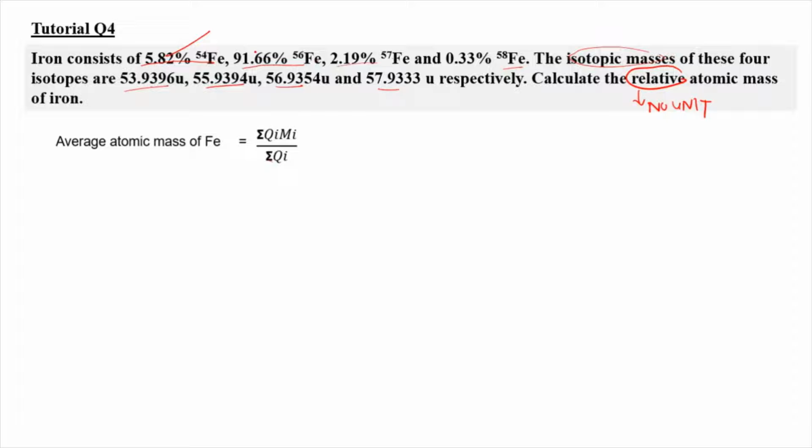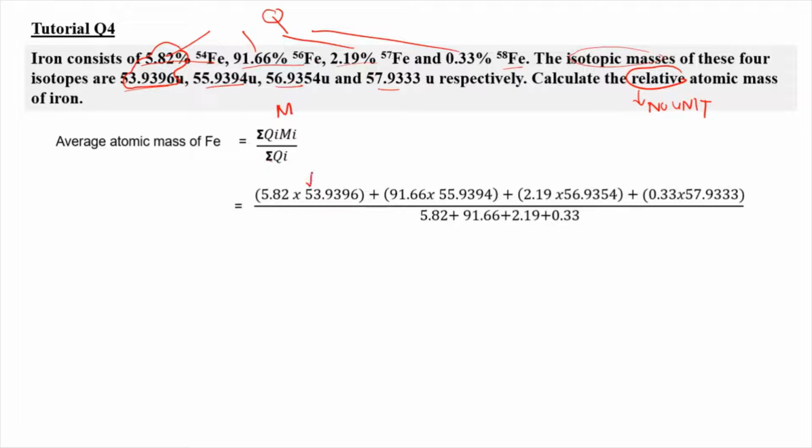So the percentage here refers to the Q, and the isotopic mass here refers to M. So 58.82 is going to be multiplied by 53.99396, which is this one. And then 91.66 will be multiplied by 55.9394. 2.19 will be multiplied by 56.9354. And 0.33 will be multiplied by 57.9333.